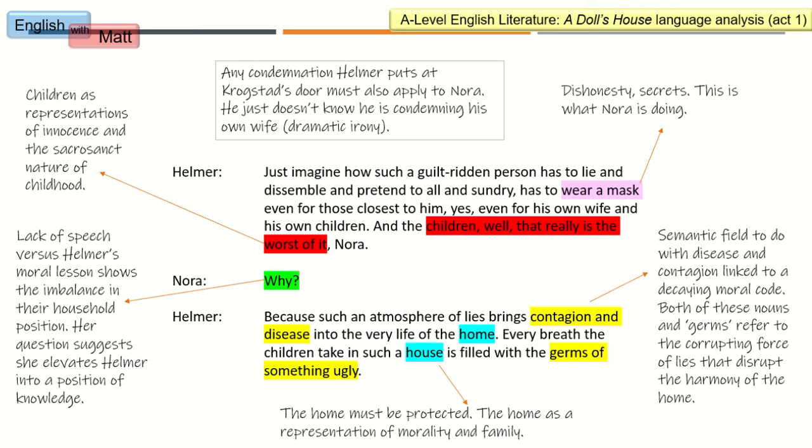So the reason why she asks him a question, of course, is because she's trying to find out the truth, but also she's elevating him to a position of knowledge because of the credibility that he has from being a lawyer and now a bank manager.